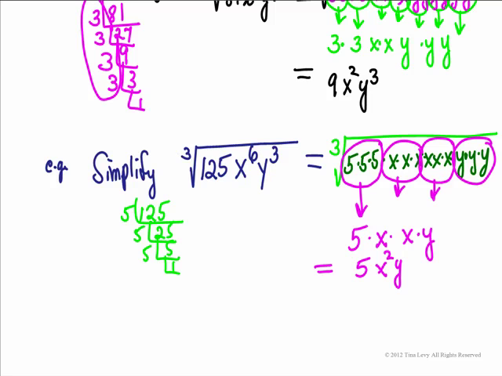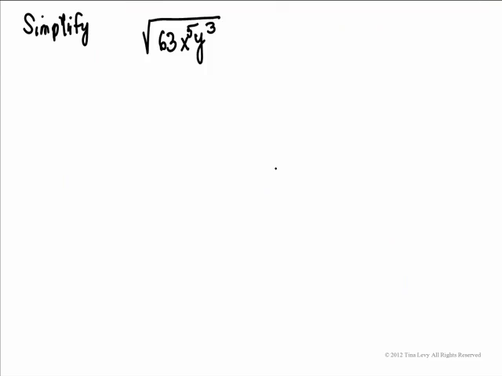But let's take a look. We're going to extend this to further simplification. I'll go to the next page. So here's one that looks at first a little surprising. I want you to simplify the square root of 63 x to the 5th y cubed. Many of us know that 63 is not a perfect square. But we're going to use the same idea of factors and pairs to actually simplify it.